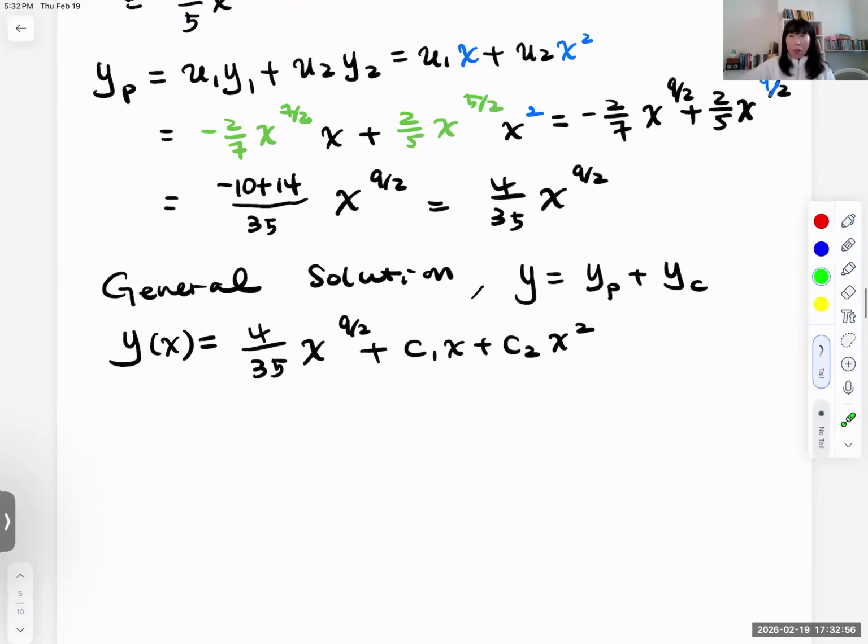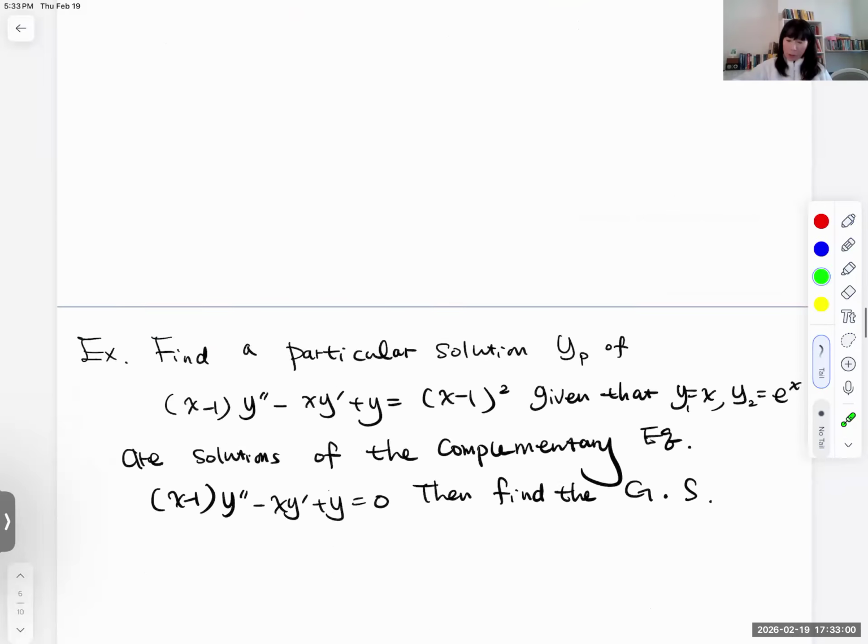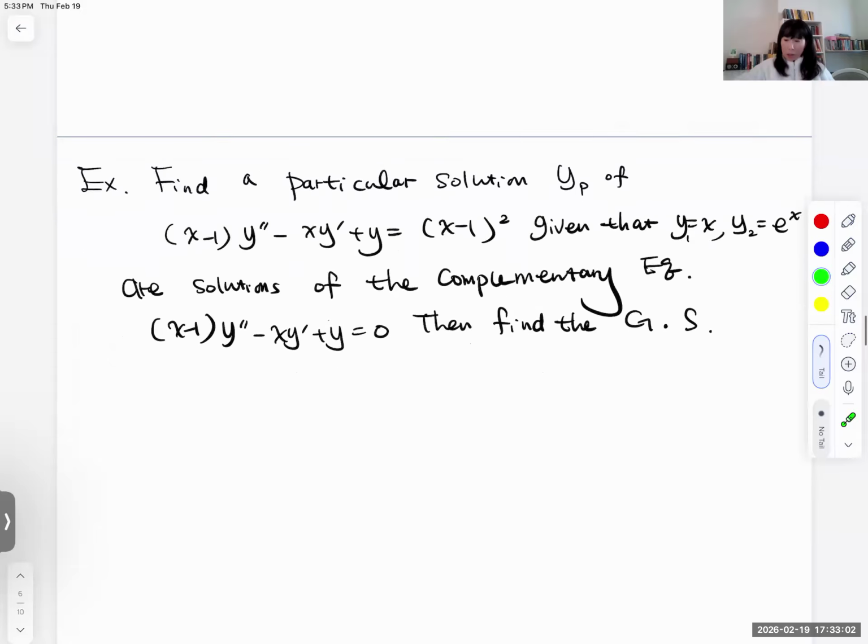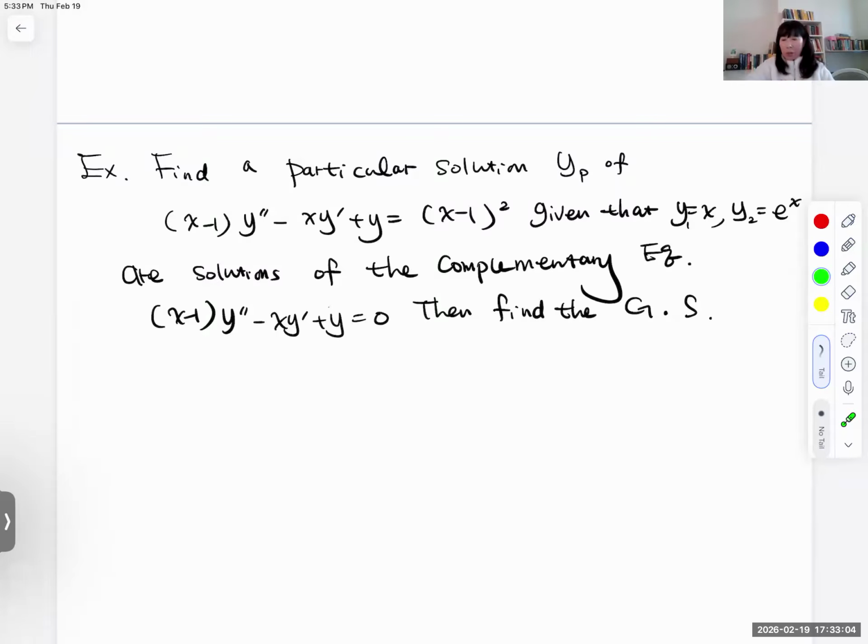Okay. Let us do the second question. Yeah, so given y sub 1, y sub 2 here, and then GS means general solution. Okay, so we need to find the general solution.